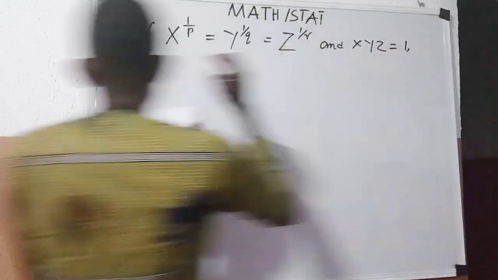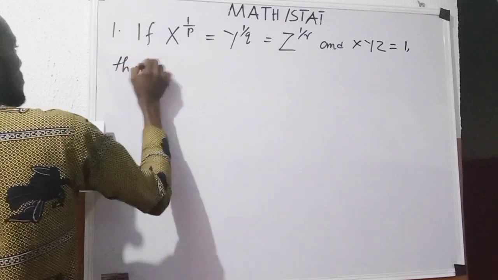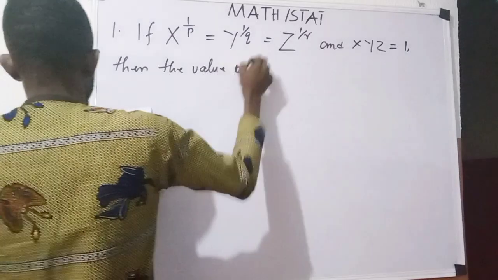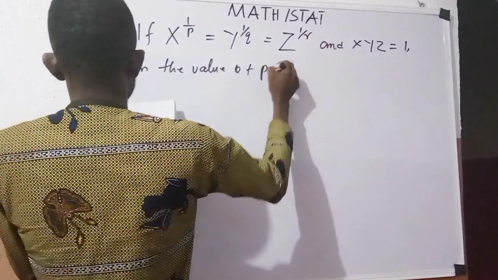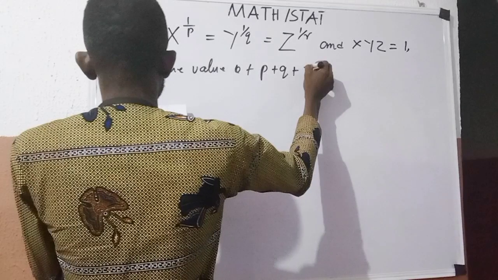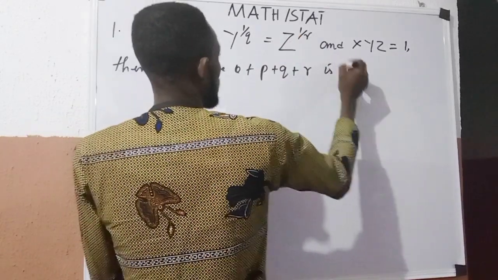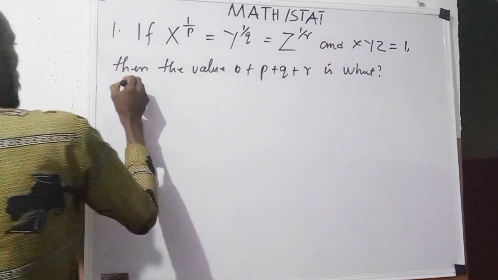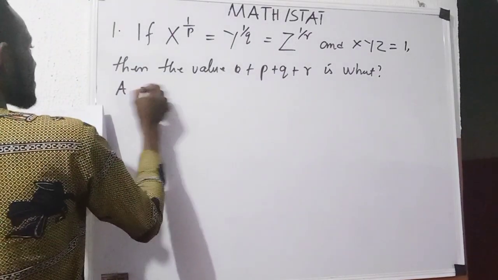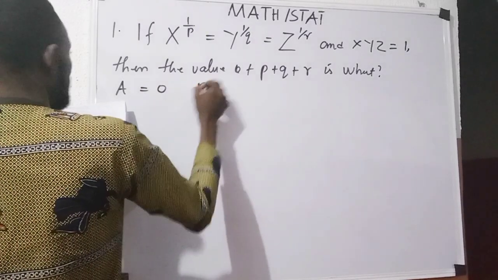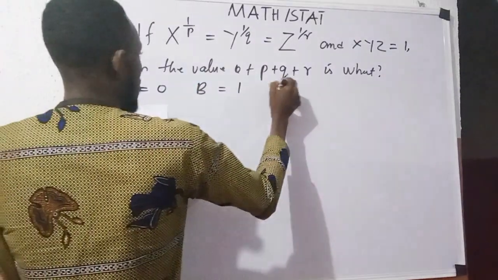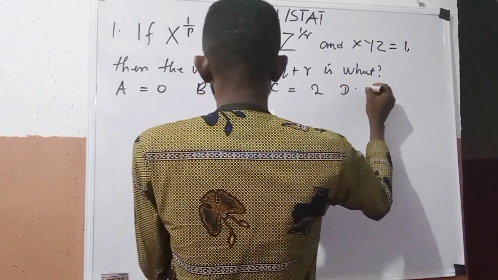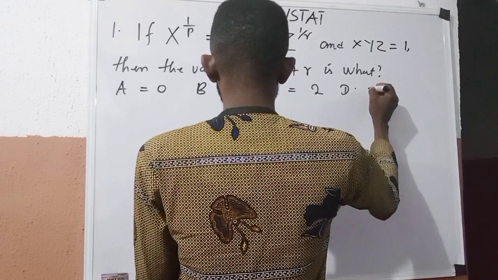then the value of p plus q plus r is what? And they provided us with the options. Option A says 0. Option B says 1. Option C says 2. And option D says a rational number.